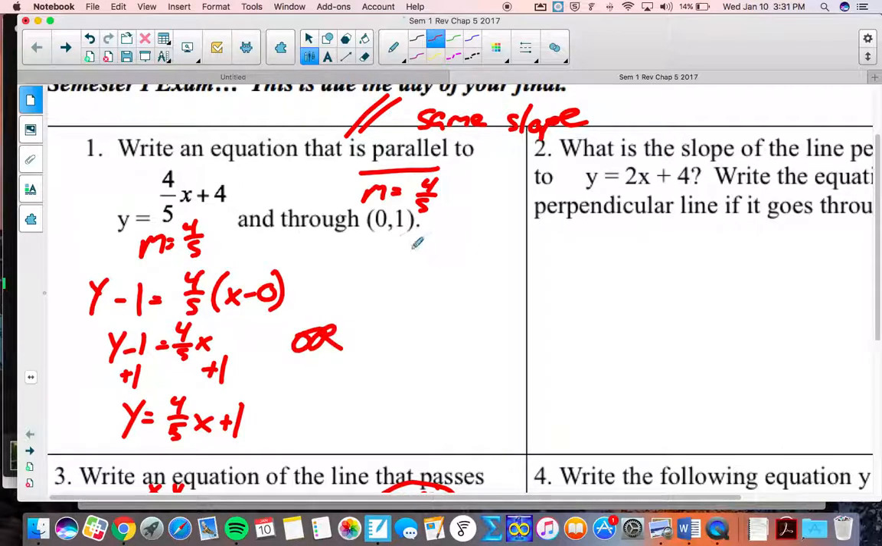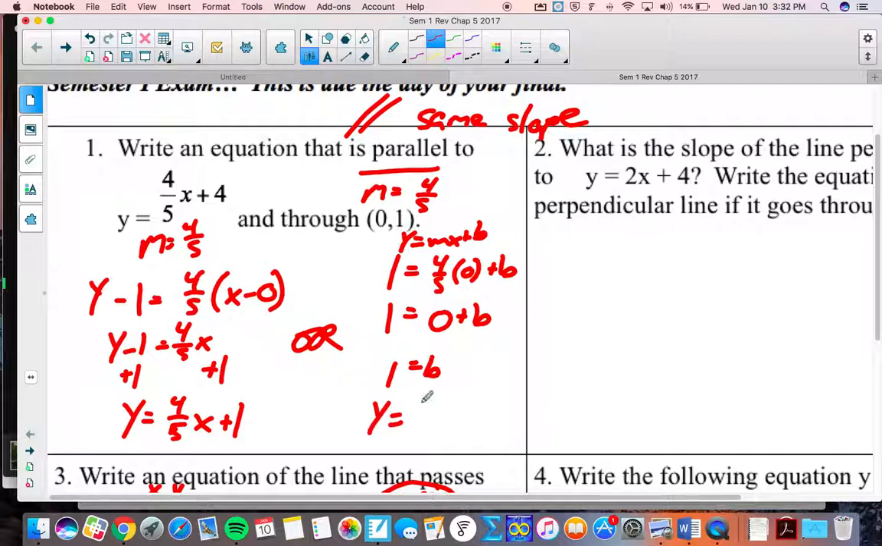Again, you could do it this way, plugging things into slope-intercept form. X is 0, and we don't know the y-intercept, so we're solving for it. 4 times 0 is 0, divided by 5 is still 0. So really we have 0 plus b equals 1, so b equals 1. So go back and plug it into slope-intercept form. So y equals, your slope is 4/5, your y-intercept is 1.